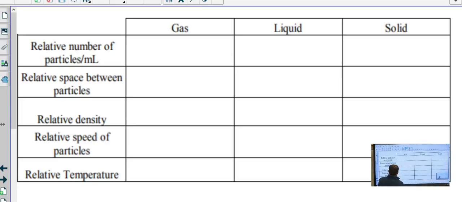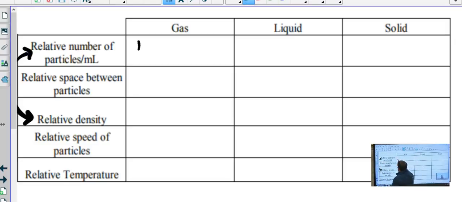Alright, so if you're here watching this movie, it just means that you struggled on this part on the guru quiz. And I don't know, most kids don't, and maybe you just got one or two things backwards. But let's just make sure you have this chart, and we'll review it real quick. The relative number of particles per milliliter is the same thing as density, so these are going to be the same two answers. But we'll just go ahead and fill this out real quick.